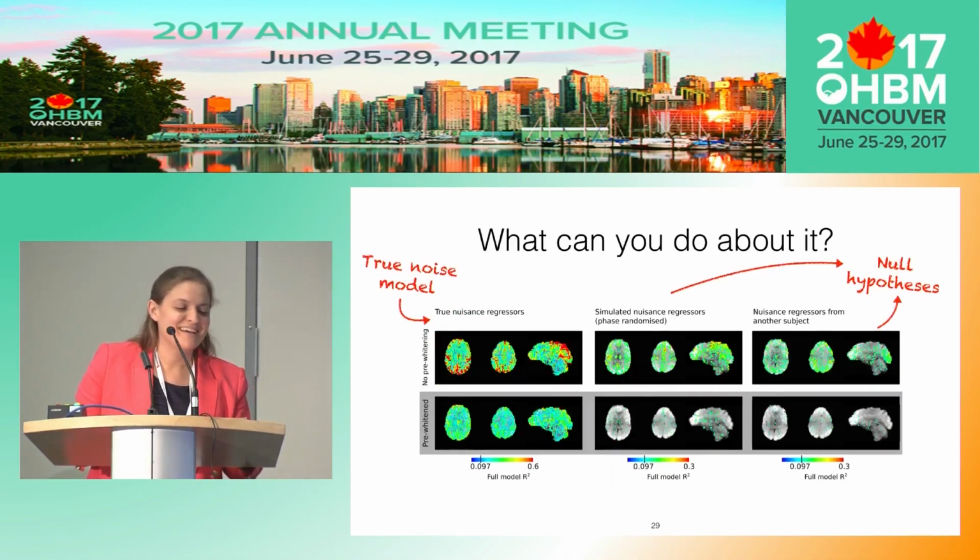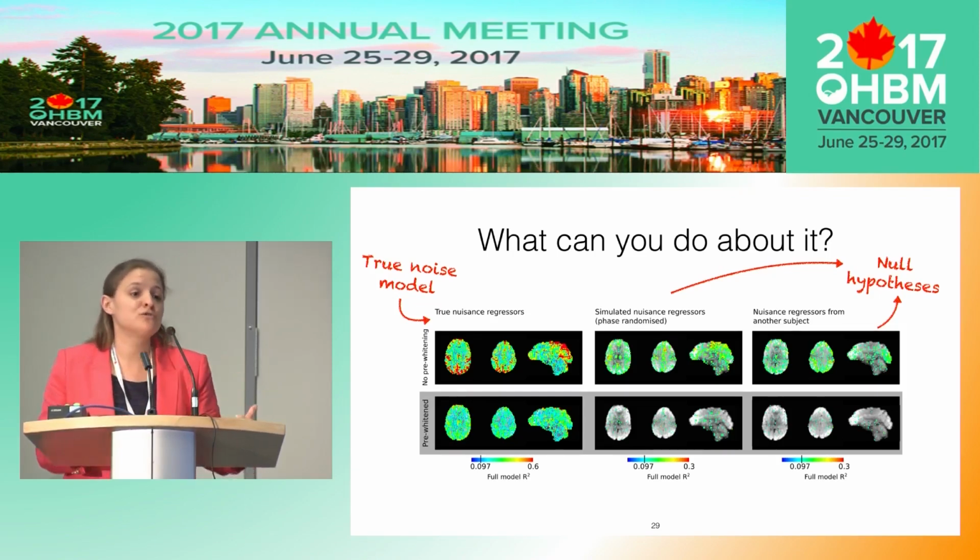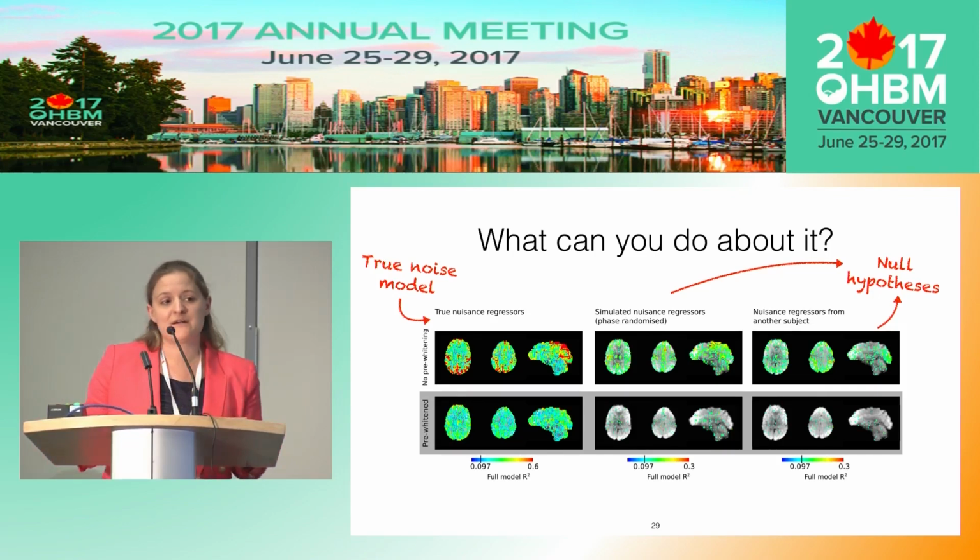Whereas over here, I have my null hypothesis scenarios, where I've simulated regressors that have nothing to do with the data. I've phase randomized the real ones, so now they have similar frequency content, but nothing to do with my data set. And on the final right column, what I've done is I've taken regressors from a different subject in a different scan. So yeah, it looks like head motion, but it has nothing to do with the head motion of my subject. Now, naively, I would say, okay, true noise models, that should fit lots of variance.